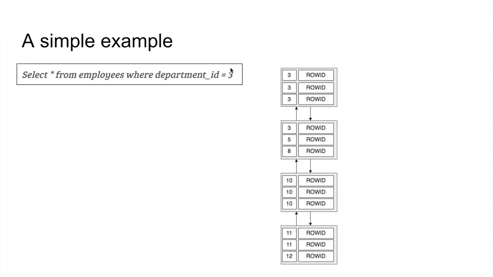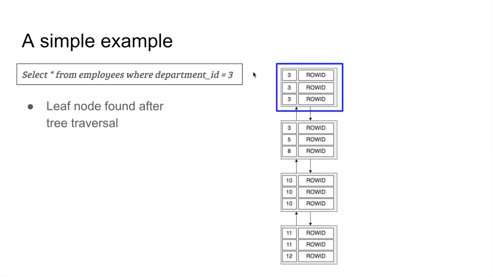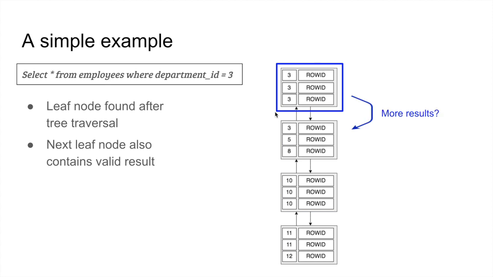Let's visually recap that last step with an example. So like I said, we are looking for all of the employee values where the department ID is 3. Imagine that we end up in this leaf node after traversing the index tree. Now we can already tell that the next node also contains a valid result, but the lookup doesn't know, so it has only one choice, and that's to hop to the next node and check.